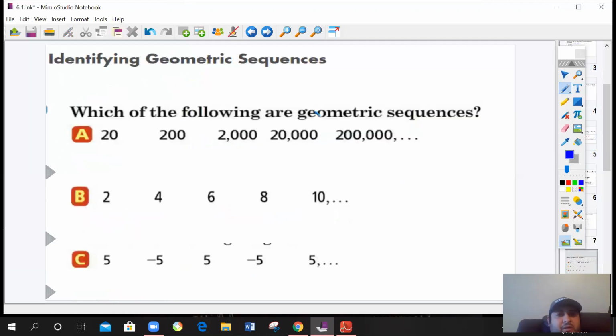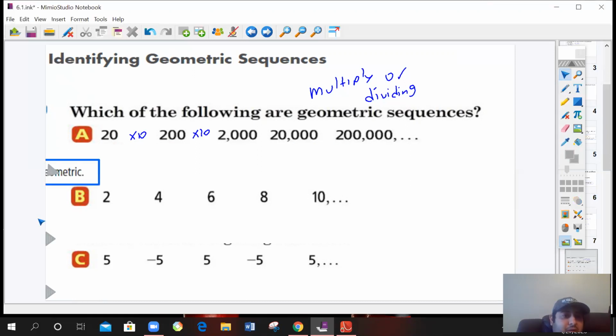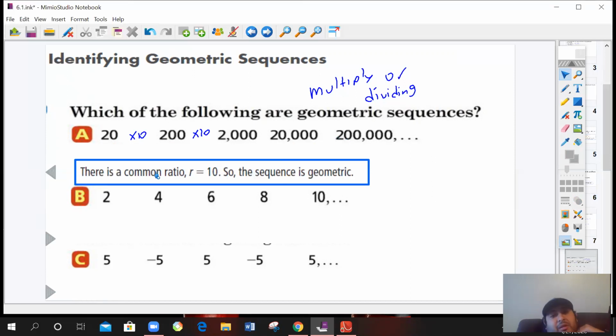All right, which of the following is a geometric sequence? Again, multiplying or dividing. So the first one, here, they're multiplying by 10, times 10. And it keeps multiplying by 10, right? So there's a common ratio of 10, so the sequence is geometric.